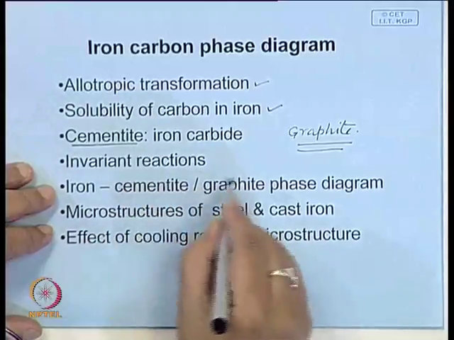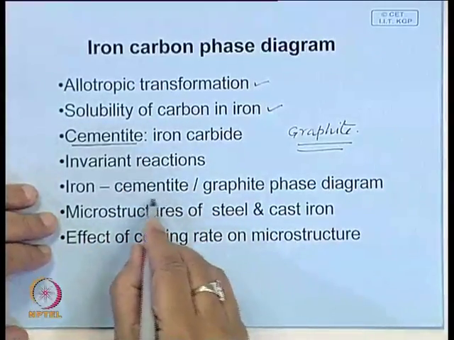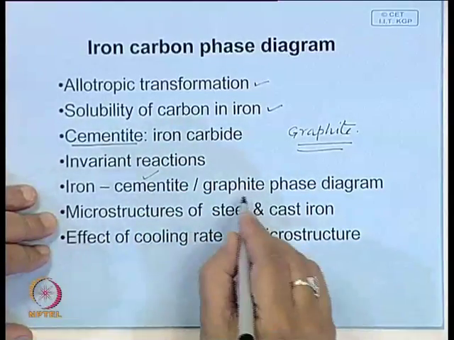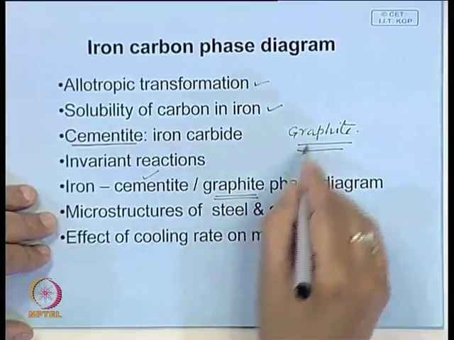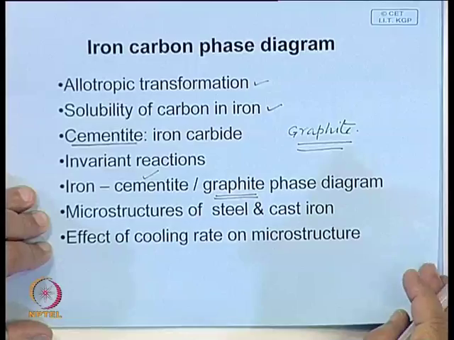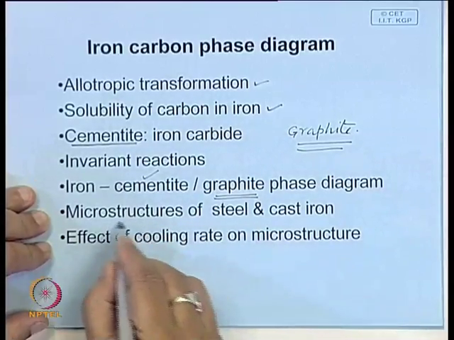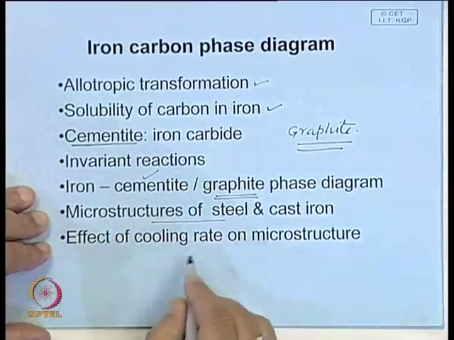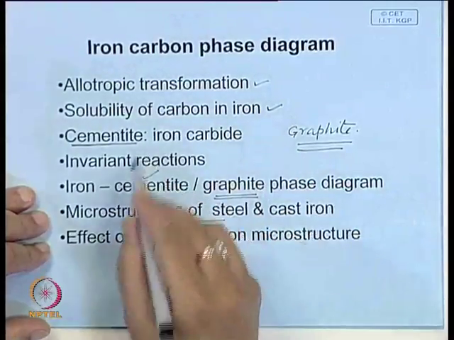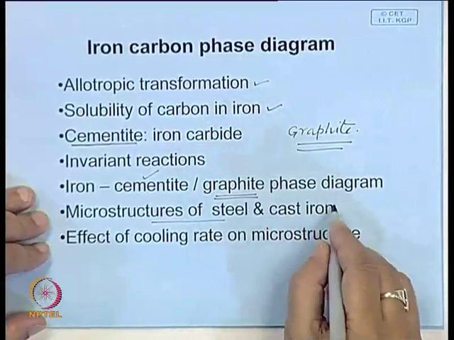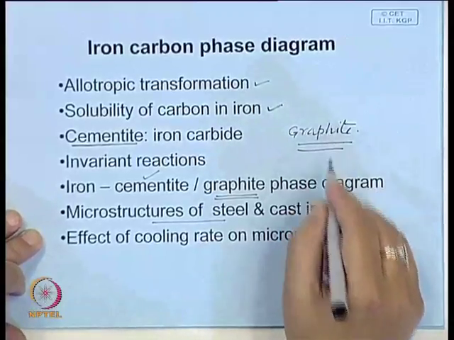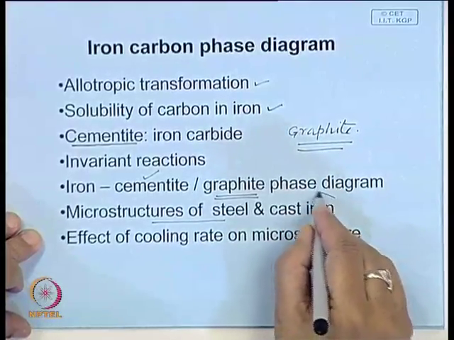We looked at invariant reactions, and we have looked at the iron cementite phase diagram. Today, we will see what happens if cementite breaks down, and how the diagram changes. We also looked at the microstructure of steel and of a part of cast iron where carbon is present as cementite. Today, we will see what happens if this cementite breaks down into graphite and we get another type of cast iron called grey cast iron.